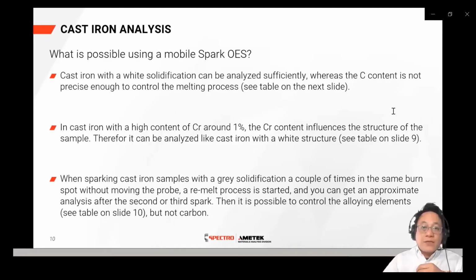For gray cast iron, you will need to spark the same spot a few times without moving the probe. At that point, a remelt process starts. You can get an approximate analysis after 2 or 3 burns. This way, it is possible to control the alloying elements, except for the carbon, with a mobile spectrometer. Measurement results of a gray cast iron sample will be shown on the second slide after next.